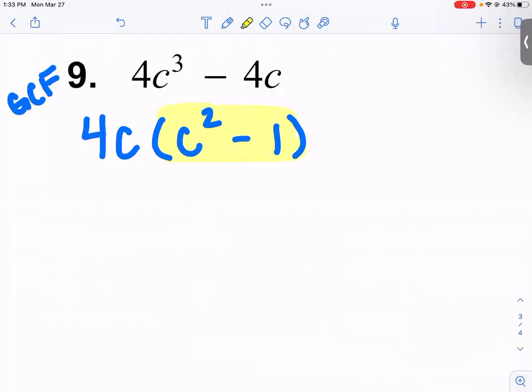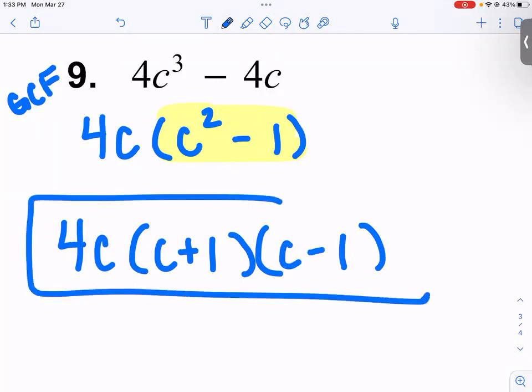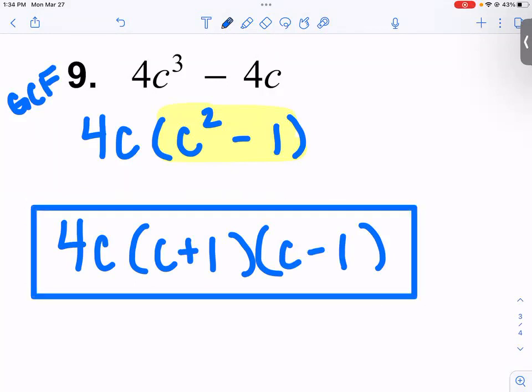So go to your flow chart. 2 terms. Does it look like A squared minus B squared? What's 1 squared? 1 squared is 1, and C squared is C squared. So this is a difference of squares that we can factor to C plus 1, C minus 1. If there's 2 terms, check to see if it's a difference of squares.